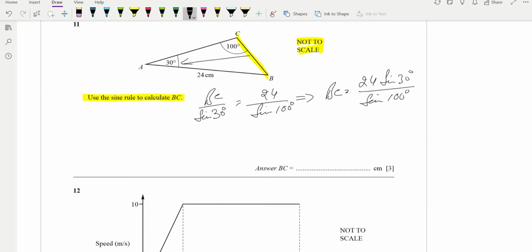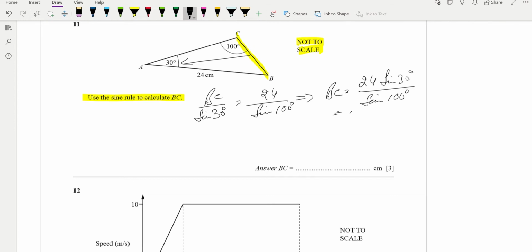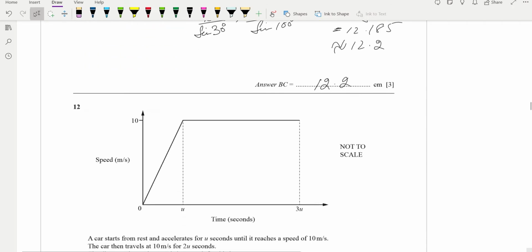This implies BC is equal to 24 sine of 30 degrees divided by sine of 100 degrees, and this will be how much? We can take fraction, so 24 sine of 30 degrees divided by sine of 100 degrees will give us 12.185. We can write the answer as 12.2, so 12.2 centimeters is the answer.